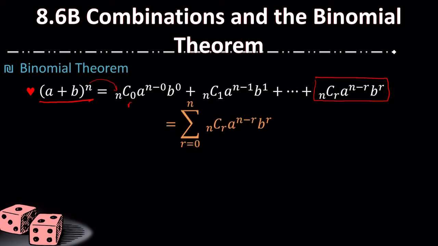We can simplify this into a summation. The big E-looking thing means to sum, means you add. So you start with the 0 for the r. And then you put a plus, and then you put a 1 for the r. And then you put plus, and then you put a 2 for the r. Until you get to n for the value of r.